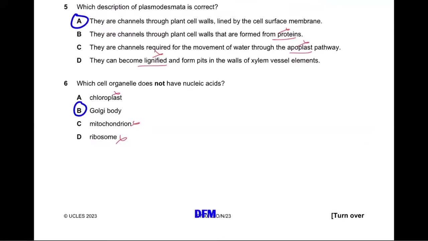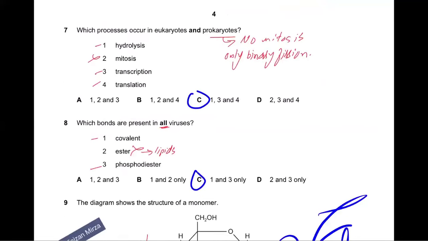Which cell organelle does not have nucleic acids? All these have nucleic acids. Golgi is the only one that lacks nucleic acids. Which processes occur in eukaryotes and prokaryotes? In prokaryotes, mitosis can never occur because they don't have a nucleus. They divide by binary fission. So hydrolysis and transcription will occur, but mitosis cannot occur, so mitosis should be omitted. If you omit it, the answer cannot be A, B, or D. The answer will be C.